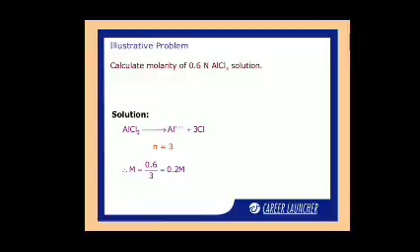Calculate the molarity of 0.6N AlCl3. Its charge is equal to 3. So AlCl3 gives Al3+ and 3Cl-, n is equal to 3. Therefore molarity M is equal to normality by 3, that is 0.2 M.